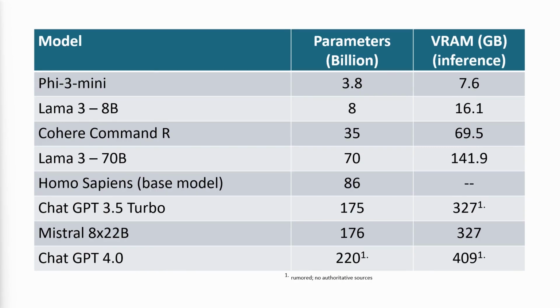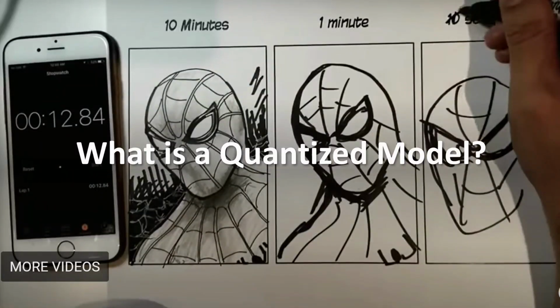So again, the VRAM is hugely important because this dictates how much hardware capacity you're going to need in order to run a particular model. However, there is a solution to some of this: quantization. How many here have ever heard of quantization? I think we have one.